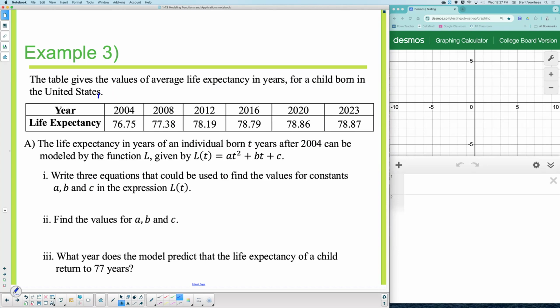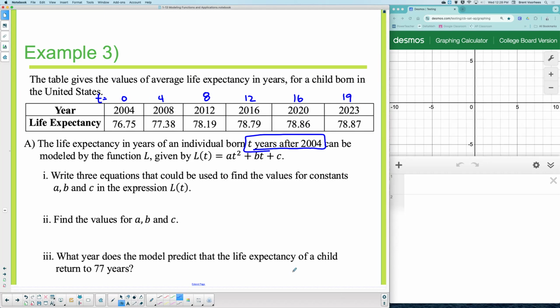So I'm going to be specific. I'm going to put a T here. They didn't actually give me the T values. A lot of students mess this up. It's years after 2004. So how many years is 2004 after 2004? 0. How many years is 2008 after 2004? 4. 2012? 8. 2016? 12. 2020? And 2023? 19. There's our data that we're going to type in.